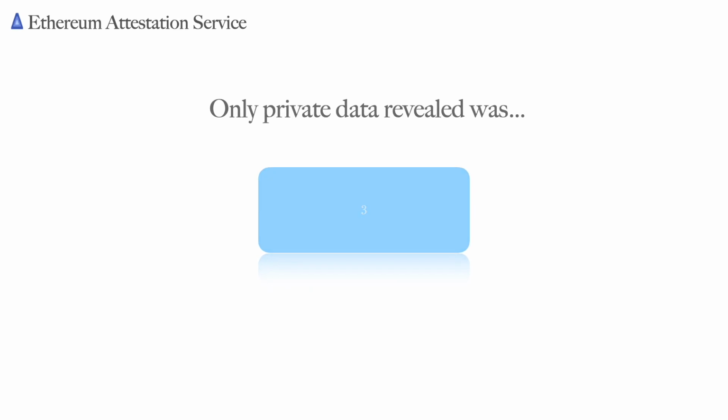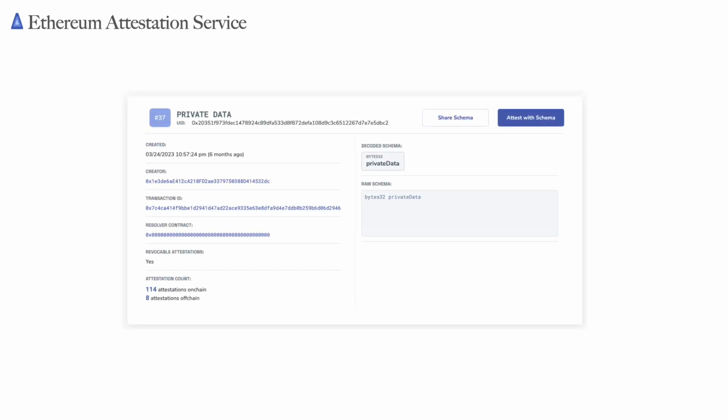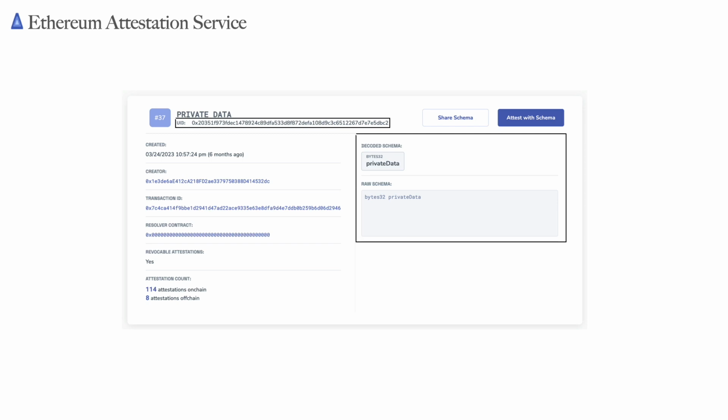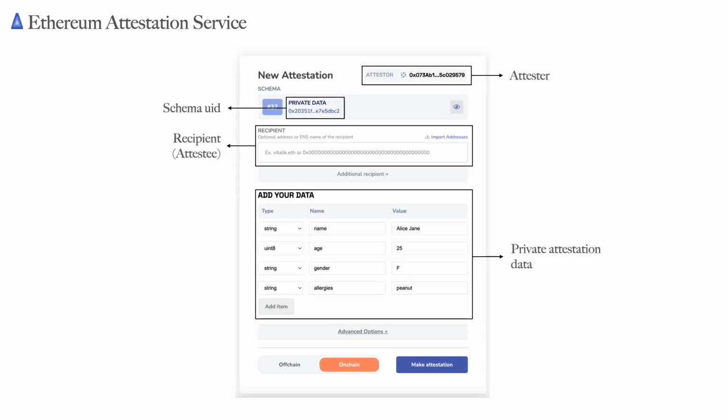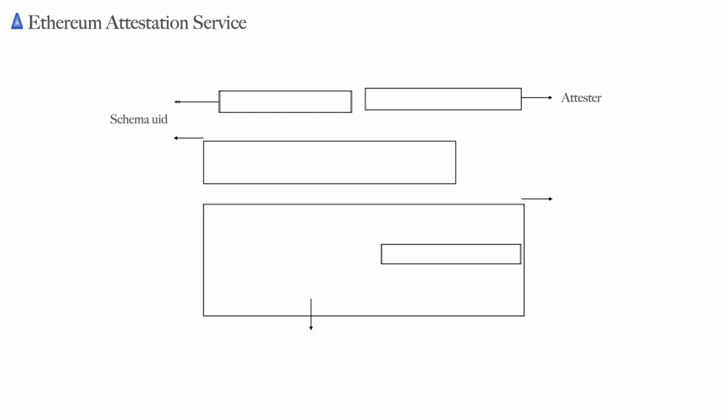Now, let's see how we can use this to create private attestations. Here, we have a simple registered schema with a single field, private data, which will be the Merkle root of our private data. Let's create an attestation using this schema. As we can see here, we can create an attestation by providing a recipient address, which can be left blank, and the private attestation data, which will contain the private information that we want to reveal selectively. Once you sign the attest transaction, you will end up with an attestation.